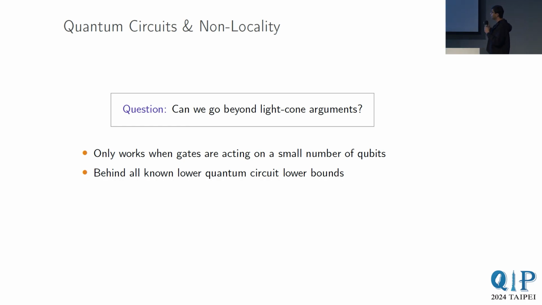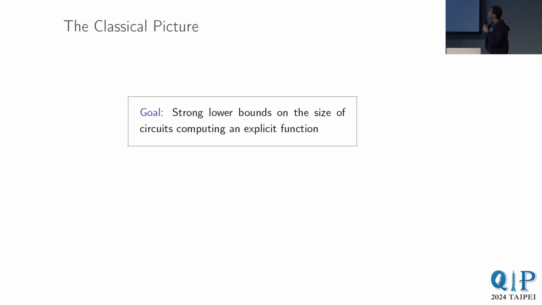And in order to get some inspiration, we actually turn to the classical setting. Classical complexity theorists have been proving circuit lower bounds for roughly 60 years, and there's a lot of stuff out there, so we look to the classical setting for inspiration. In the classical picture, it's the same goal. You want to show strong lower bounds on the size of circuits computing some explicit Boolean function.